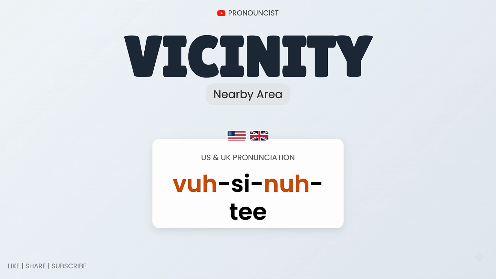Vicinity. Now read the syllables shown on the screen naturally. Vicinity. Stress C. Keep V and N soft. Vicinity. Practice repeatedly and you'll soon be able to say this word perfectly. The best way to practice is to repeat the syllable multiple times.